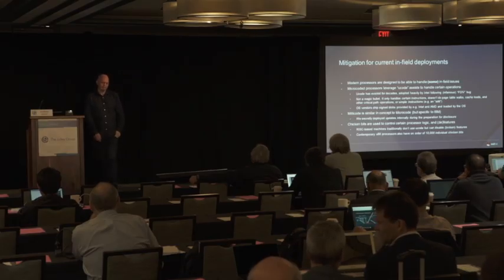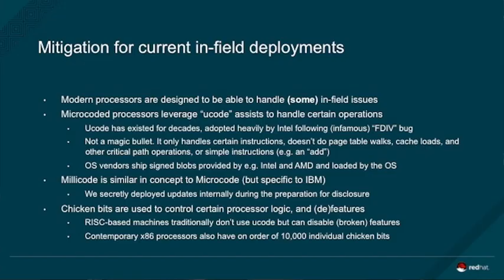What do we do about these? Well, modern processors are designed to handle some in-field issues, right? We had a classic case with Intel, where they had a famous bug in the 90s, the FDIV bug, and as a result, microcode has become very popular as a means of providing in-field updates to processor behavior.